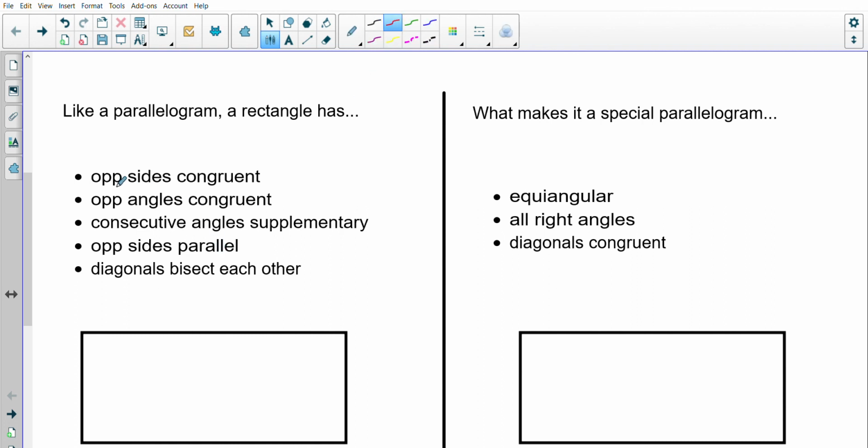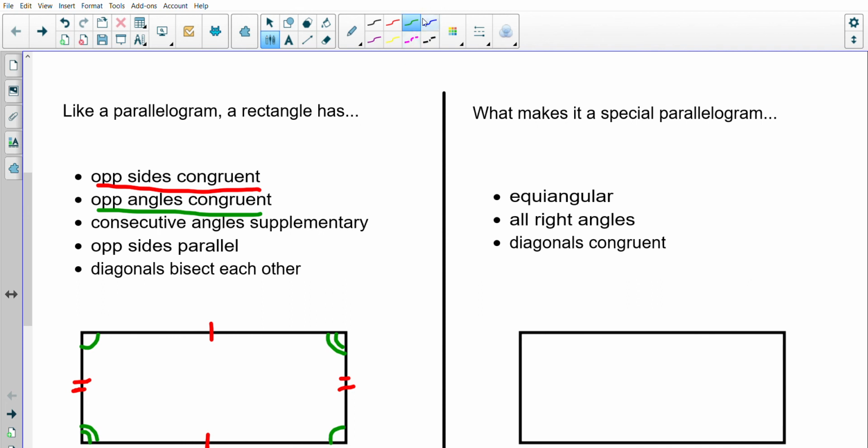A parallelogram is going to have opposite sides that are congruent. How do we mark that? Well, we can do it like this. Opposite sides that are congruent, easy enough. We also have opposite angles that are congruent, so we would say something like this, and then something like this. That's again a property of a parallelogram that a rectangle also has.